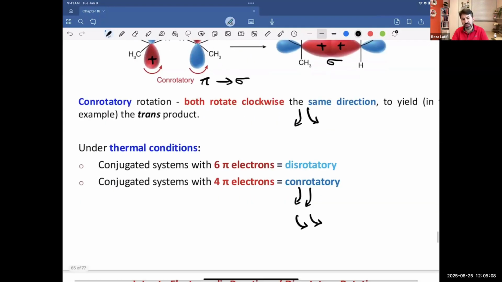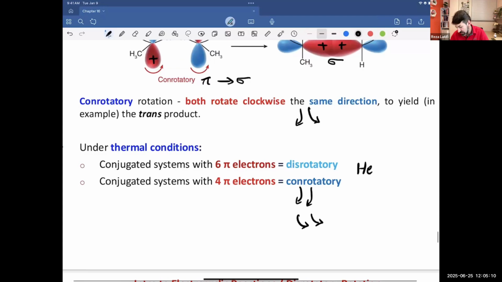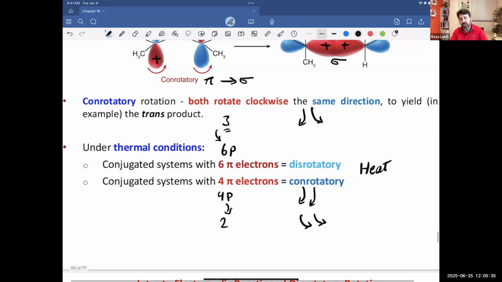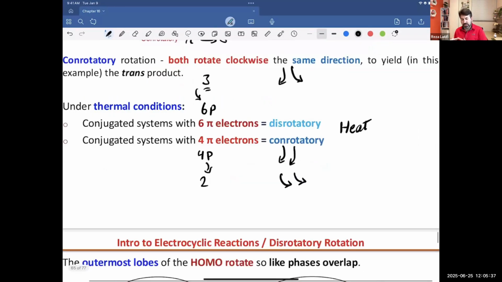We summarize it as this. We said in the presence of heat, if we're dealing with 6 pi electrons, what does it mean? 6 p orbitals, or 3 double bonds. In that case, the rotation will be disrotatory. But if we are dealing with 4 p orbitals or 2 double bonds, the rotation will be conrotatory. Now, as I said in the previous lecture, I'm going to replace heat by light and see what will happen.